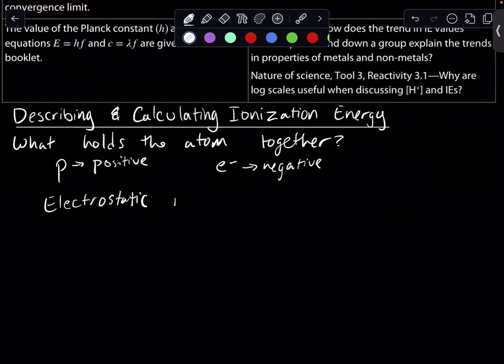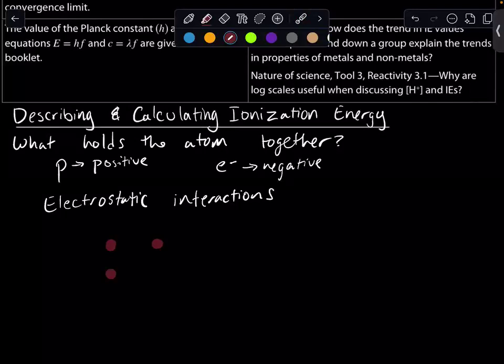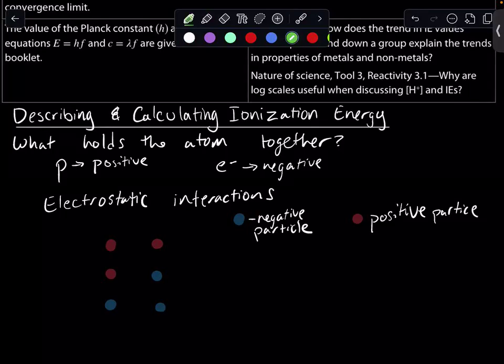Electrostatic interactions is basically the interactions between two particles. So a positive particle and a positive particle, a positive particle and a negative particle, or a negative particle and a negative particle. And I'll just make a little key right here. This will be a negative particle and a positive particle. Now, electrostatic interactions basically say that two things of the same charge will repel each other, two things of opposite charge will attract, and that once again, same charge repel.